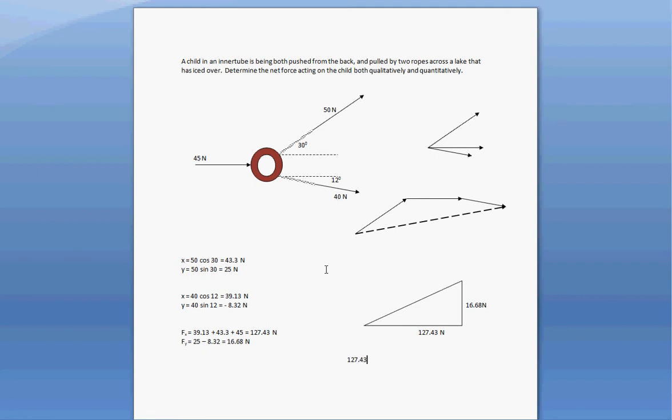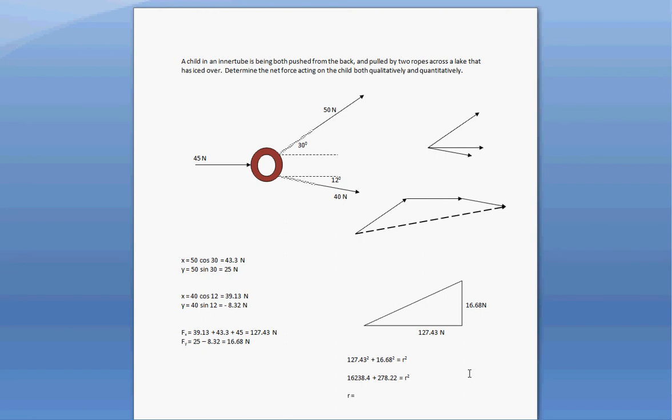So 127.43 squared plus 16.68 squared is going to equal the hypotenuse, which is the resultant vector, squared. So 127.43 squared is a very big number, and 16.68 squared is 278.22, and that should equal the resultant squared.